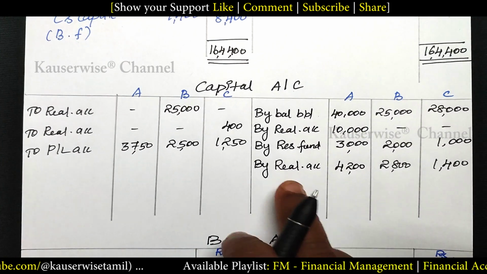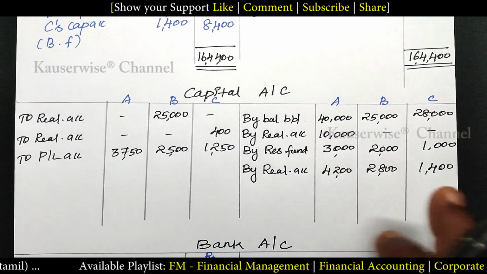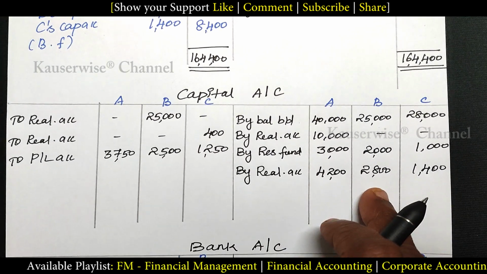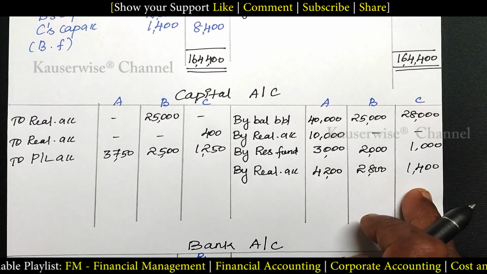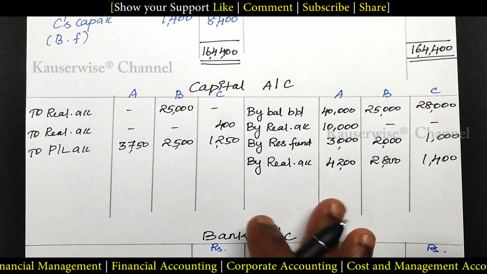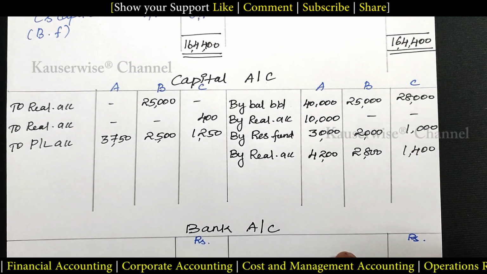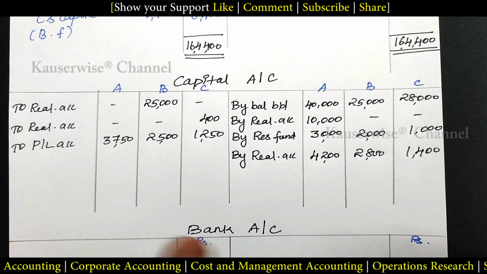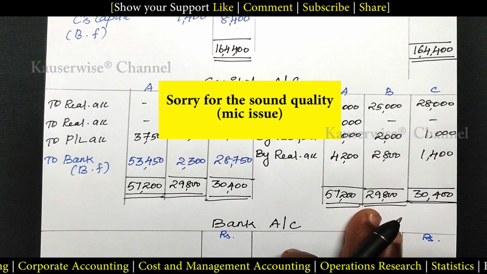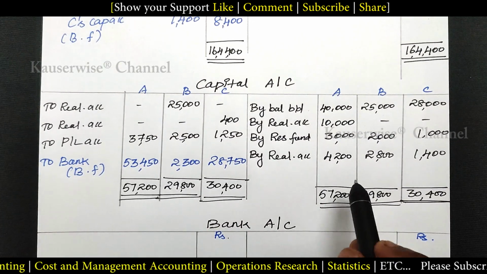See, we have entered realization profit. We have transferred it to all the partners' capital accounts: 4,200, 2,800 and 1,400. So after posting all the journal entries into the ledger, now we need to close the capital accounts individually. Now let's see whether they are getting a debit balance or a credit balance. While you close the capital account, you will be getting a balancing figure under the debit side or credit side.